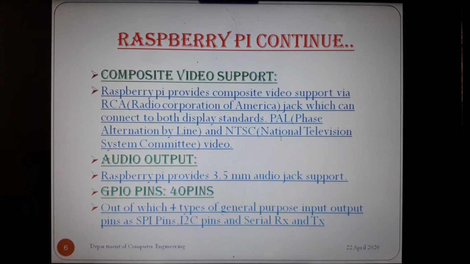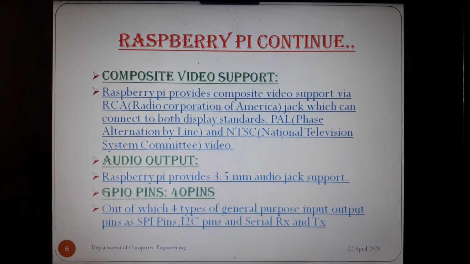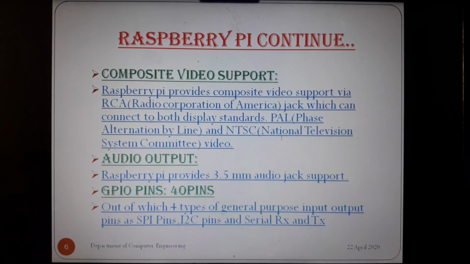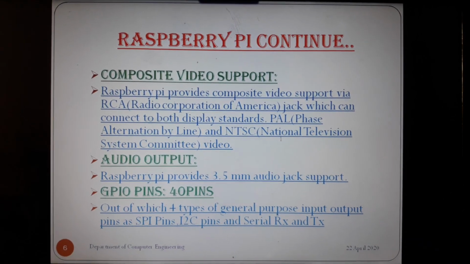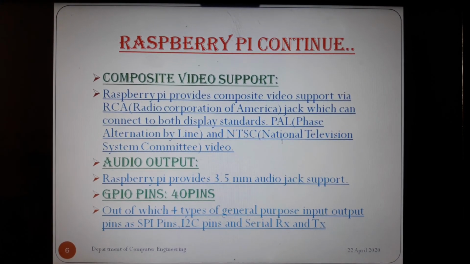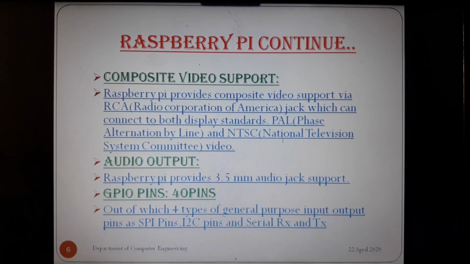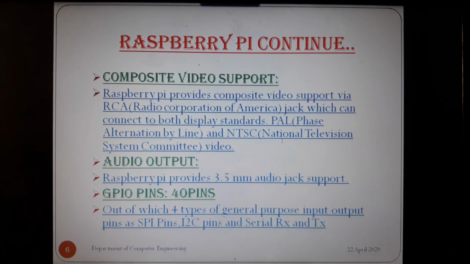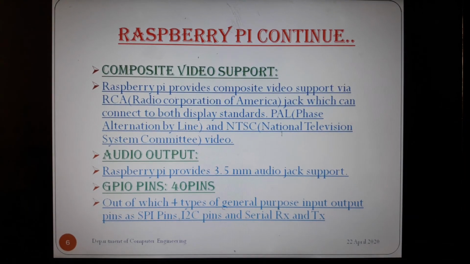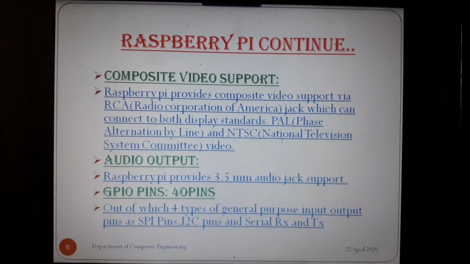Then GPIO pins, 40 pins. So Raspberry Pi has 40 pins. If we compare it with the Arduino, which has fewer pins, Raspberry Pi has 40 pins. So it is generally used for multiple purposes because it has more pins, out of which there are 4 types: general purpose input output pins, the SPI pins, I2C pins, and serial RX and TX. RX means receiver. So for input output purposes there are these pins.